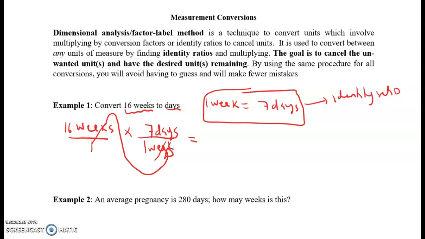The next step is to multiply. After canceling the unwanted unit, leaving the desired unit at the top, you multiply the numbers you have at the top and divide by the numbers you have at the bottom. So if you multiply 16 by 7 days divided by 1, this will give you 112 days. So 16 weeks to days will give you 112 days.